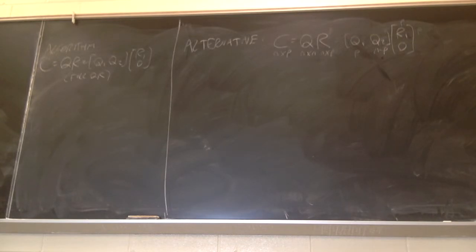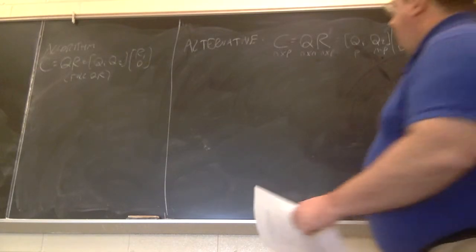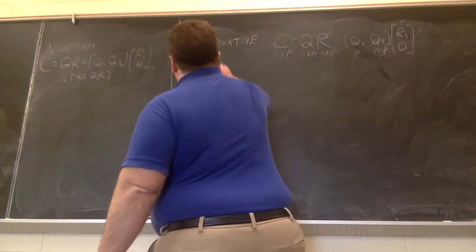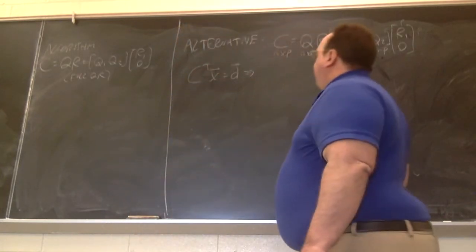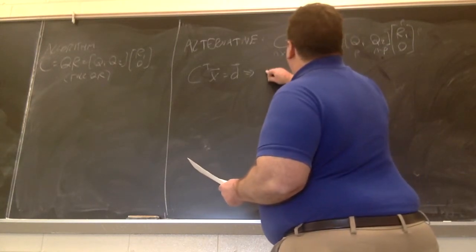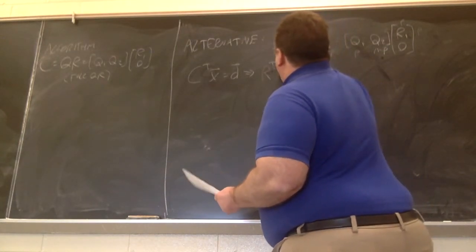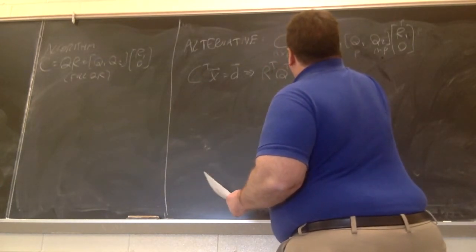Probably wouldn't want to anyway because it's not a great method. So you need to use either Householder reflections or Givens rotations. Okay, now we've QR factorized C. What does that mean for the constraints? So look at the constraint equation, C transpose X is equal to D. If I fill in the QR factorization there, I get R transpose Q transpose X is equal to D.